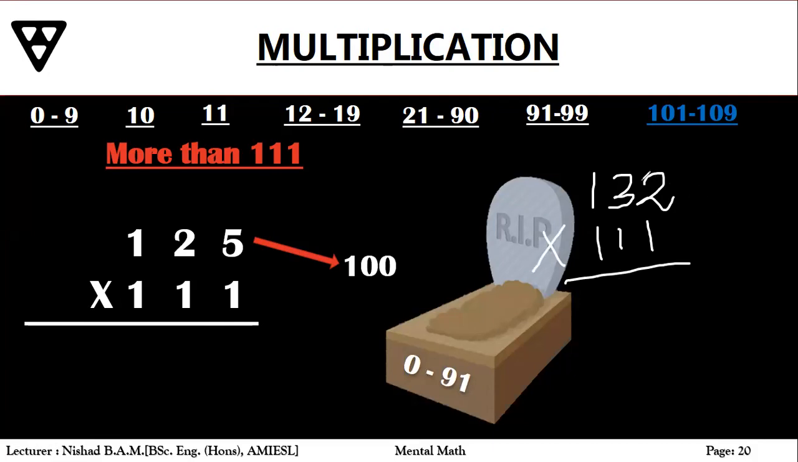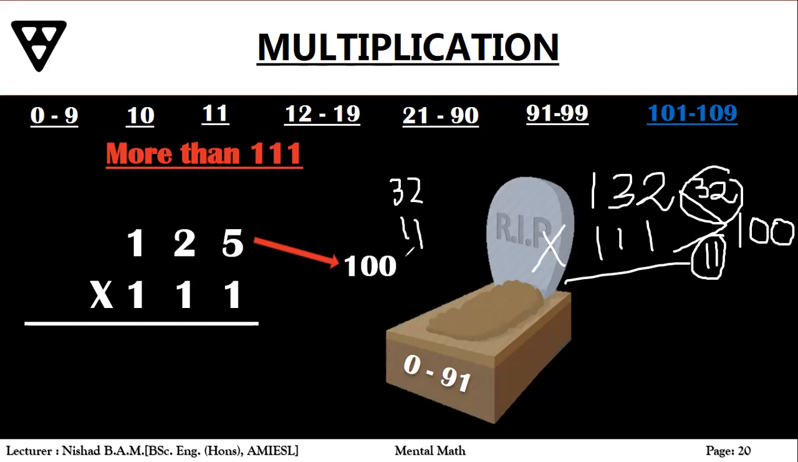It's very simple. This number and this number, they are near to 100. So the difference between this number and 100 will be 32, right? Same as the difference between 111 and 100, it will be 11. Now, what we have to do is multiply the differences together, right? So if we multiply 32 times 11, we know that it will be very easy.